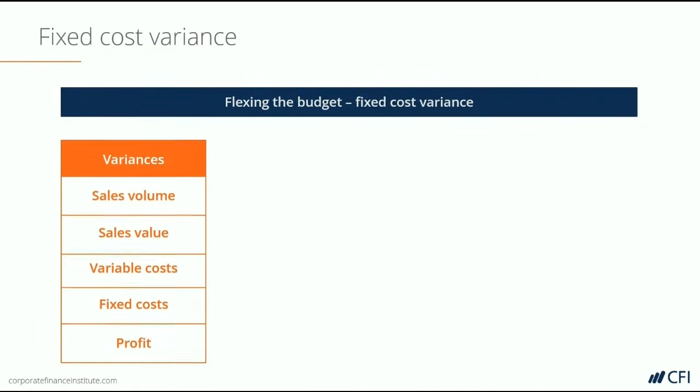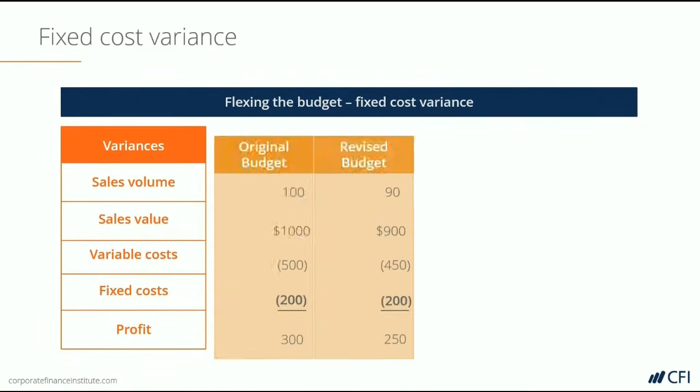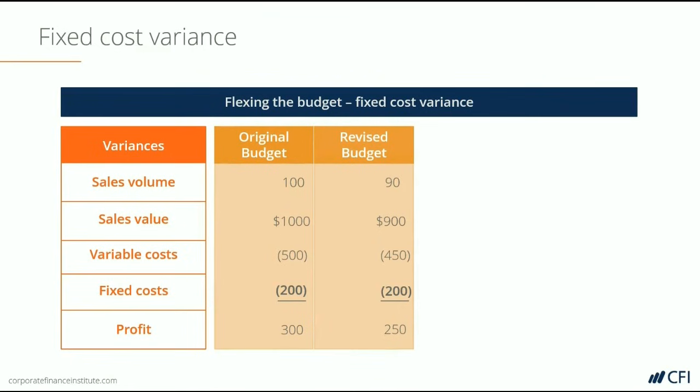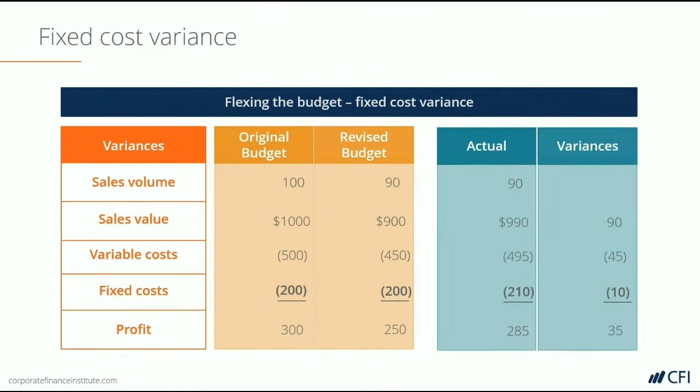Now let's take a look at a simple example of fixed cost variance. We're going to pull up this information again, and we're going to see how the fixed cost may have been revised or not. In this case, they were not. And then the actual result that came in. So this is a little bit simpler.